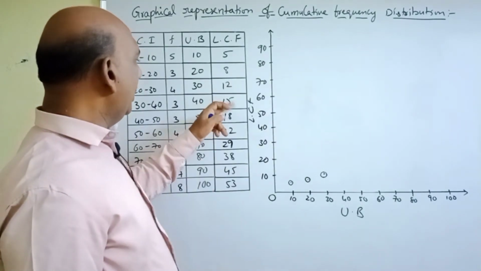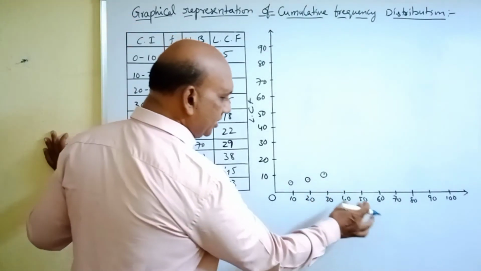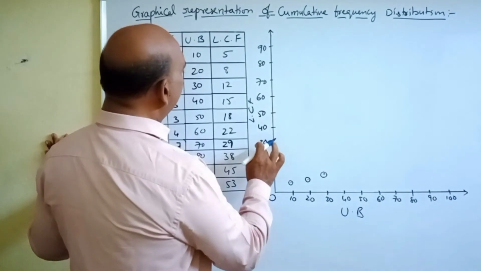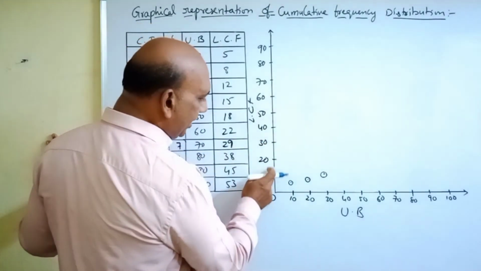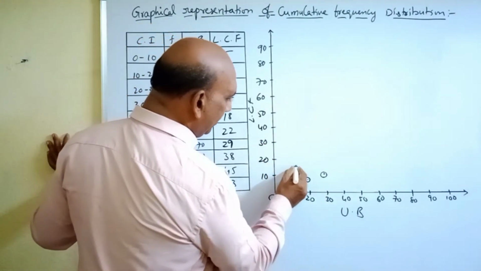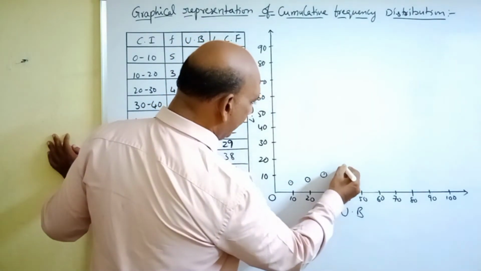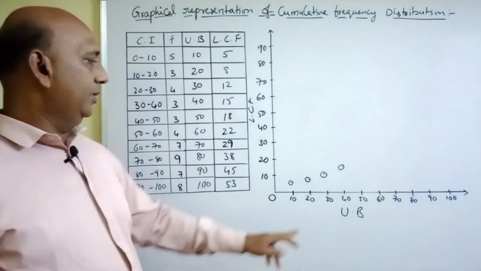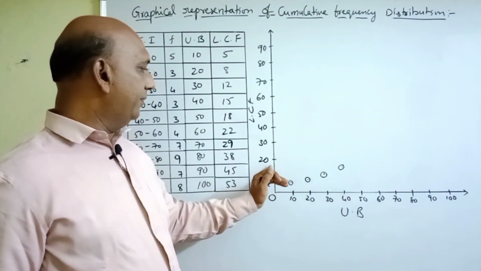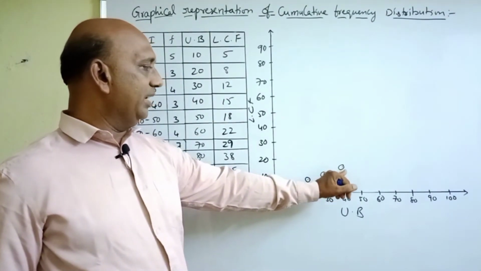And then 40 and 15. So the perpendicular distance from 40 and from 15. 15 means between 10 and 20. So the perpendicular distance from here you will get a point like this. From 40 the perpendicular distance and from 15 the perpendicular distance, these two will meet at this point.